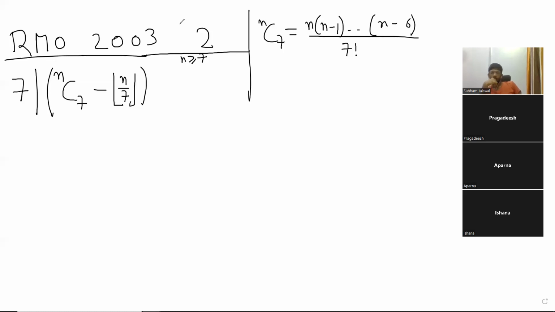Any ideas? If you're not getting any ideas, try for 8, 9, 10 and see what is happening. It is true, but how is that truth coming about? Unless you do the calculations, maybe it's difficult to see. Try for n equal to 8, 9. I also don't know, I'm thinking. But you should not be just thinking, you have to also do calculation. I'm also doing it, but you have to probably do more calculation.